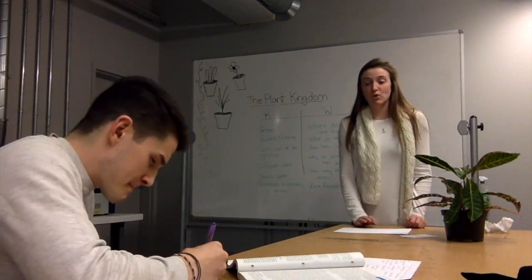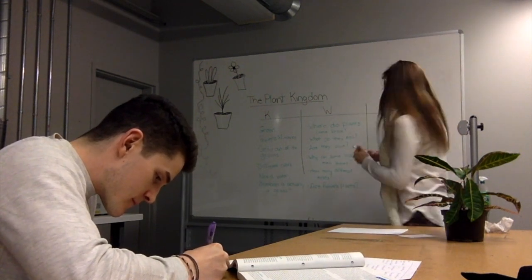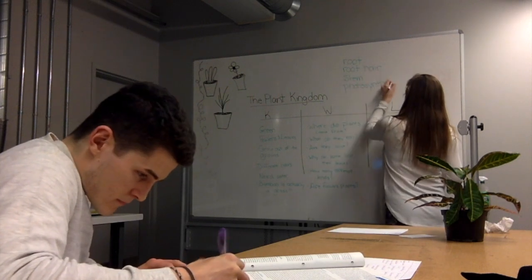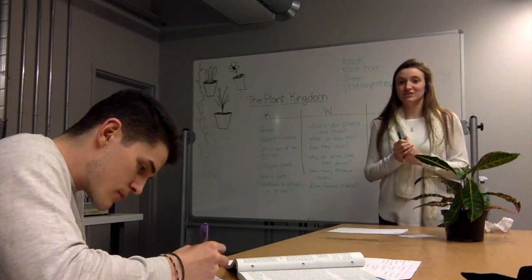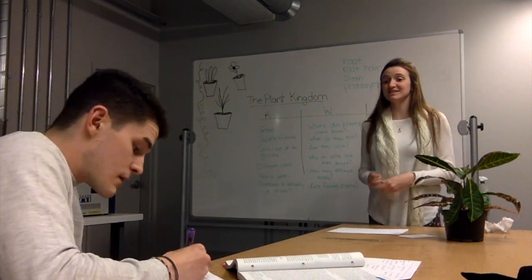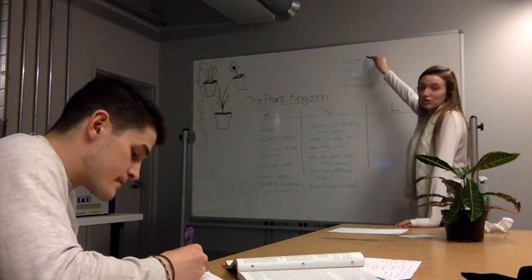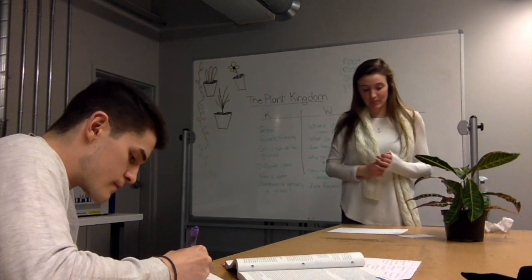While you're doing that, I'm going to write 4 vocabulary words on the board. Great. So now that you're done with your predictions, I would like you to copy down these 4 vocabulary words, root, root hair, stem, and photosynthesis, into your journals.